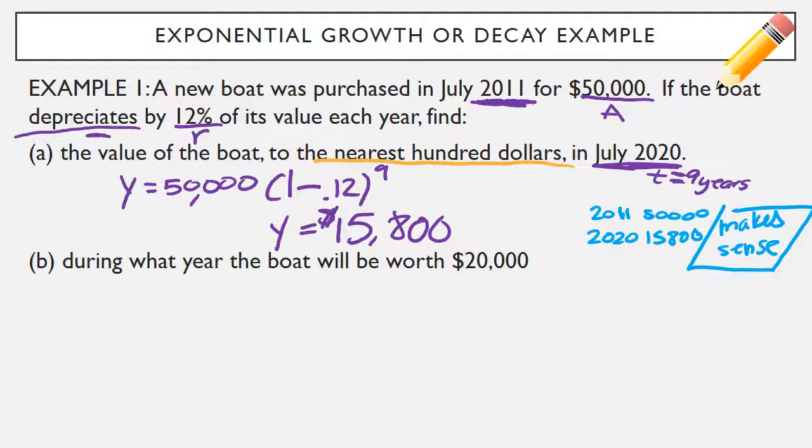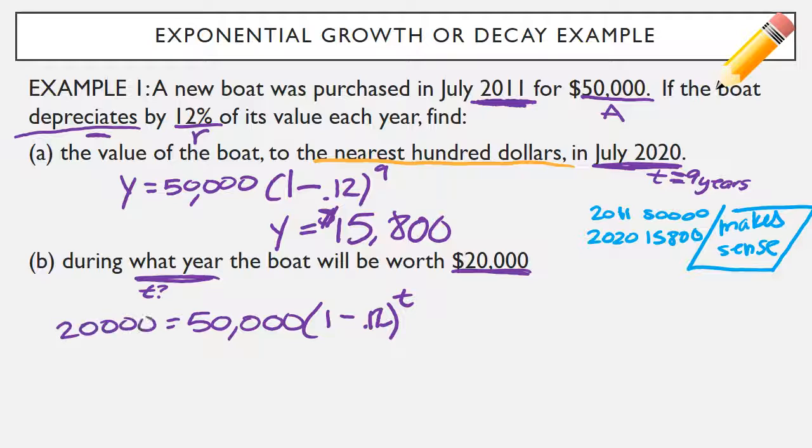All right, our second question says, during what year will the boat be worth $20,000? So my question is, what year? I don't know the year. My time is unknown, but I know my final amount is $20,000. So same formula to start with. My initial value stays the same. I'm still depreciating by 12%. But this time I don't know my time, but I do know where I end up.